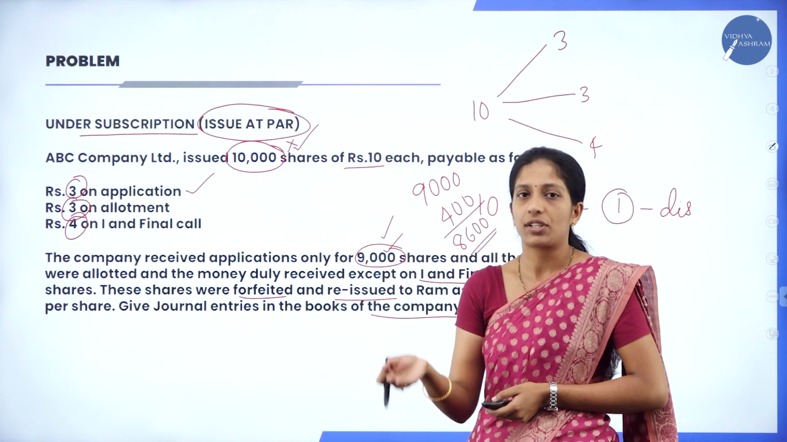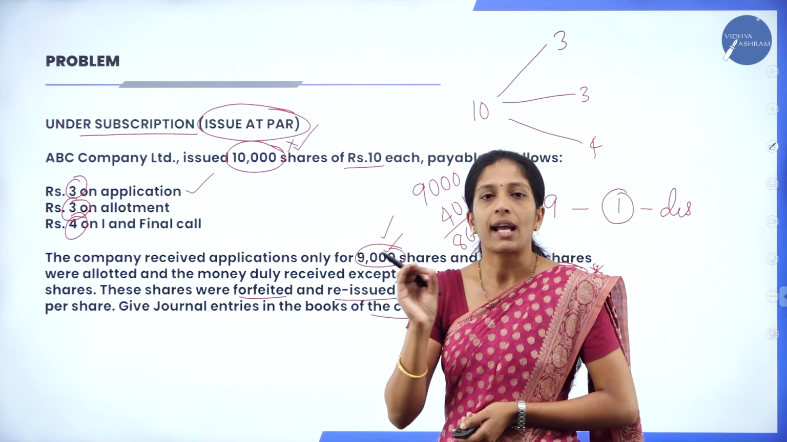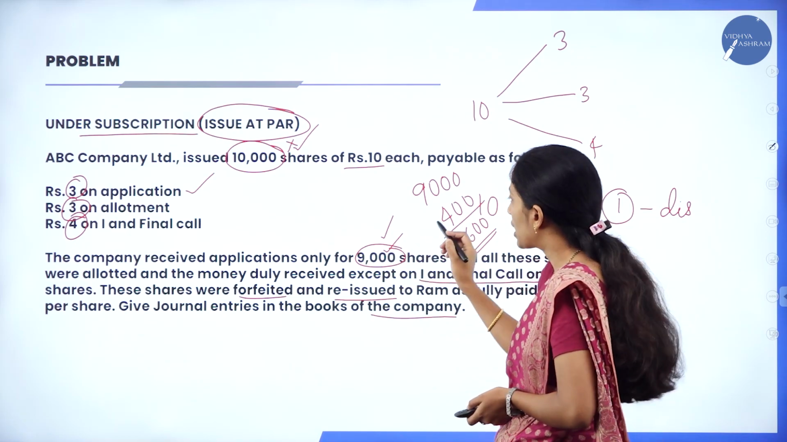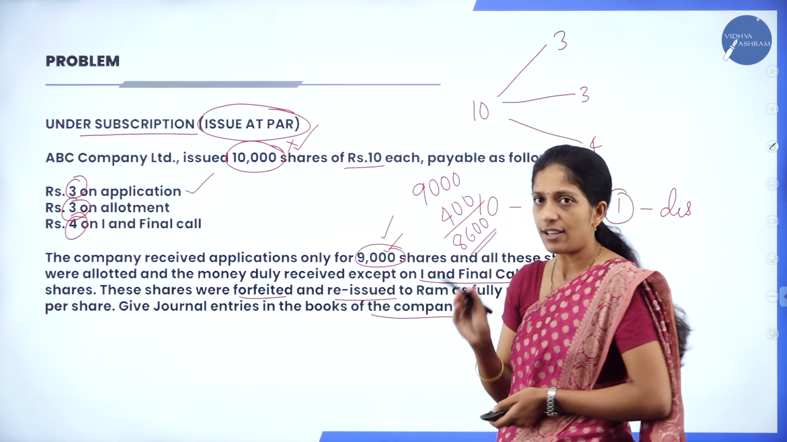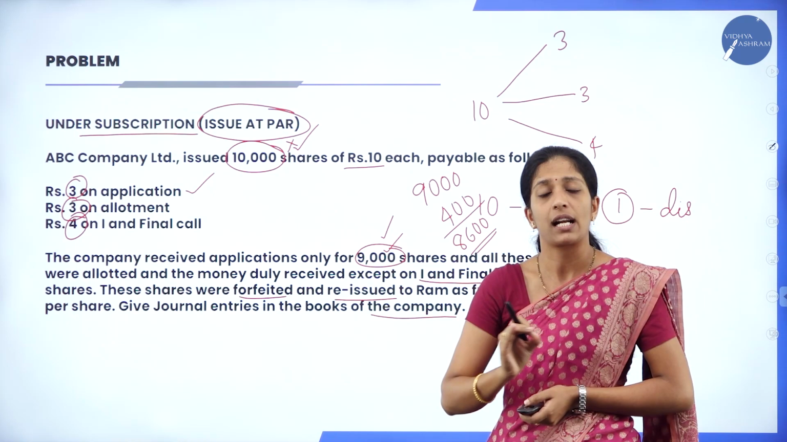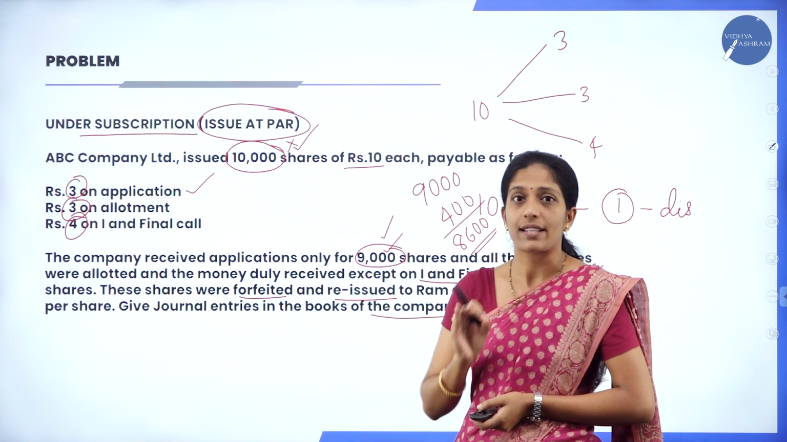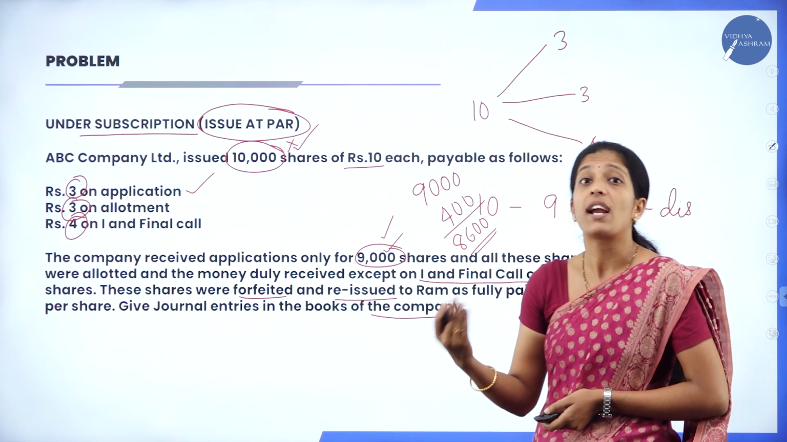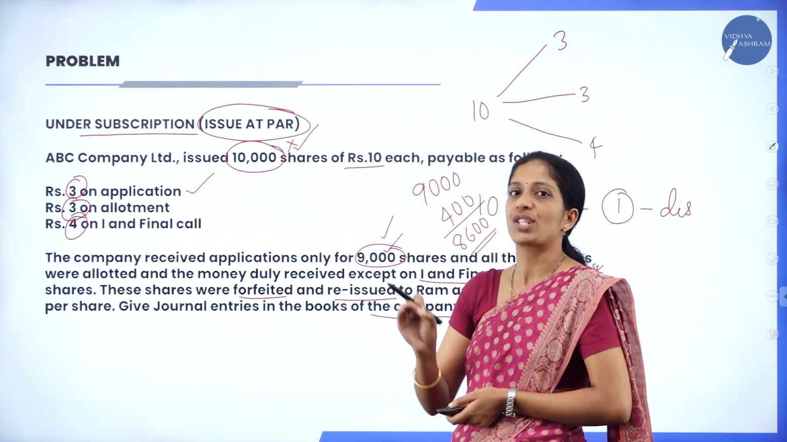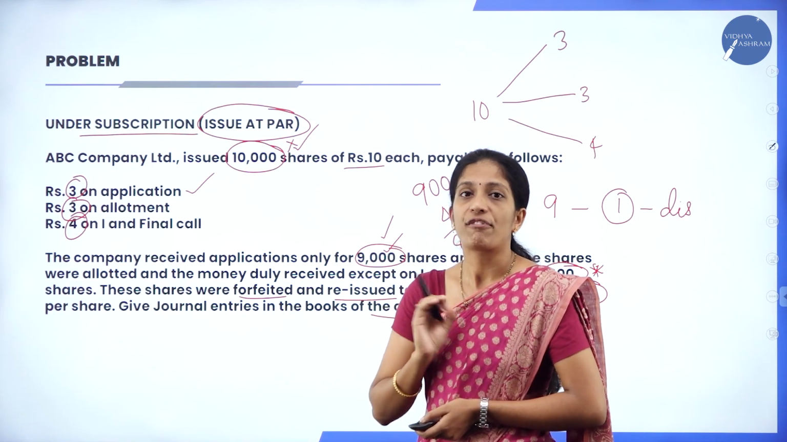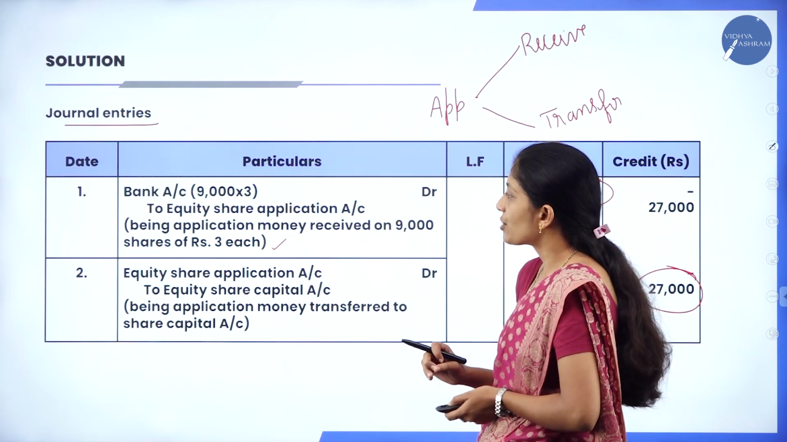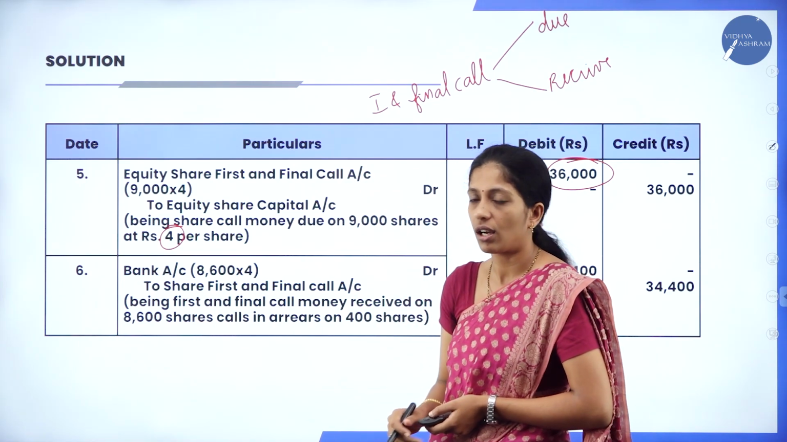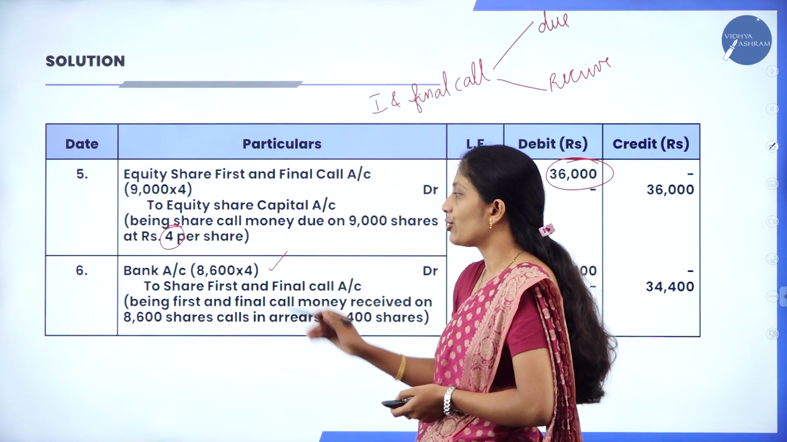So what is the journal entry? Your journal entry remains the same. Bank account debit to equity share first and final call account, but it will take only 8,600 shares. Why 8,600? Because all the 9,000 shareholders have not paid the first and final call money; 400 shareholders have failed to pay the money. 8,600 shareholders have paid, so record the entry for that. Bank account debit to equity share first and final call account, 8,600 into 4.